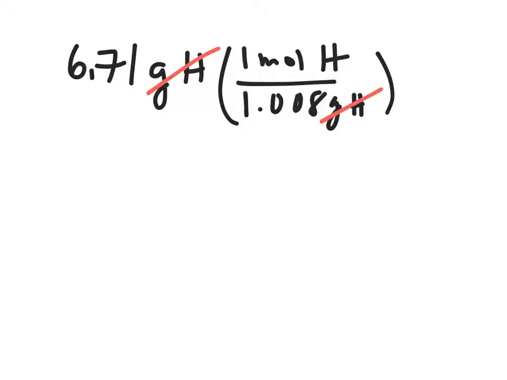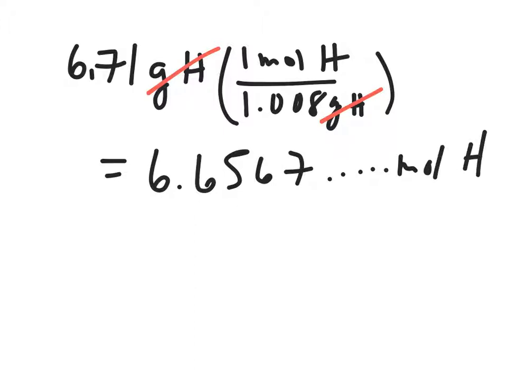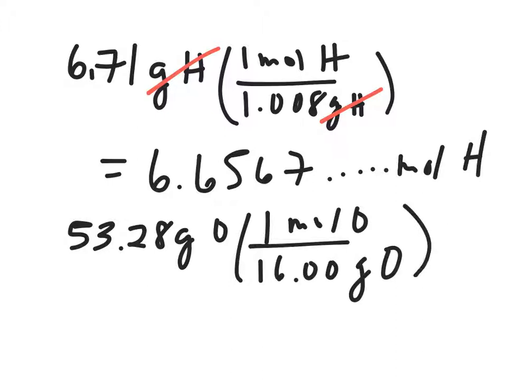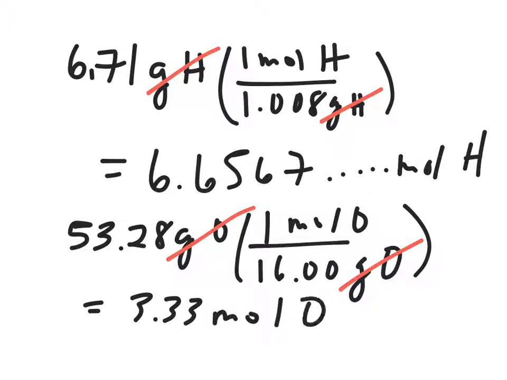So our grams of hydrogen cancels out. So in our 100-gram sample, we have 6.6567 moles of hydrogen. And then we'll do the same calculation for the oxygen, which was 53.28% mass composition of oxygen. So using the molar mass of oxygen to convert that mass of oxygen to moles, we get 3.33 moles of O.